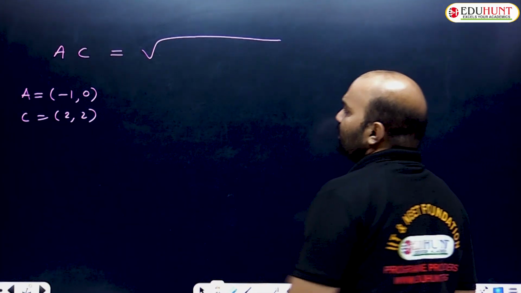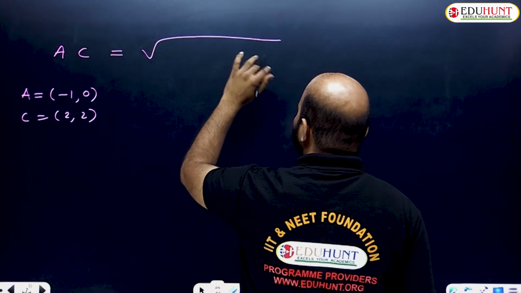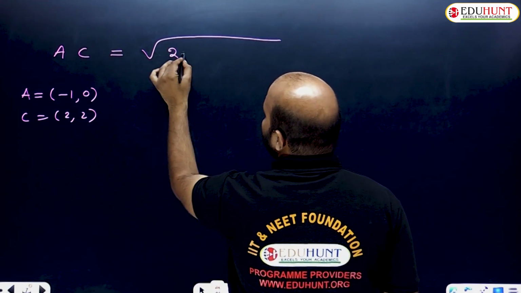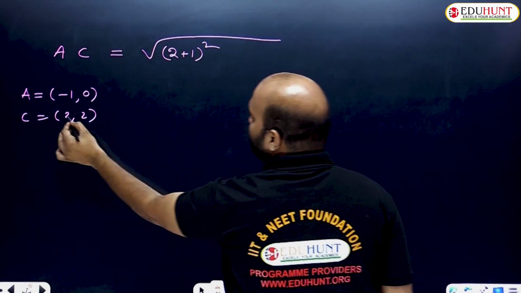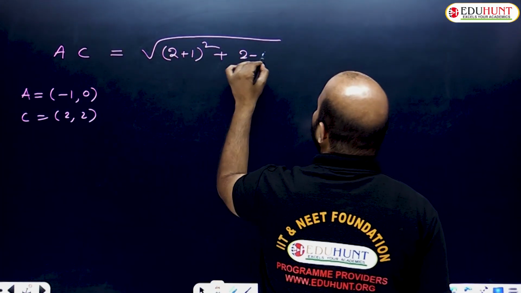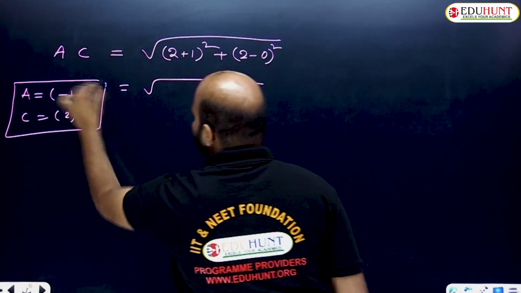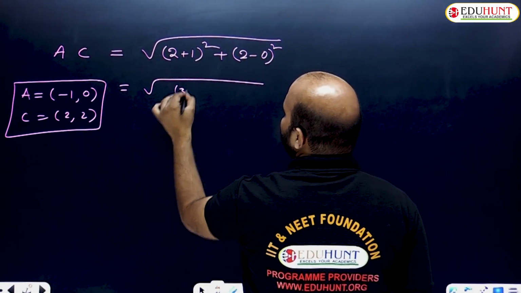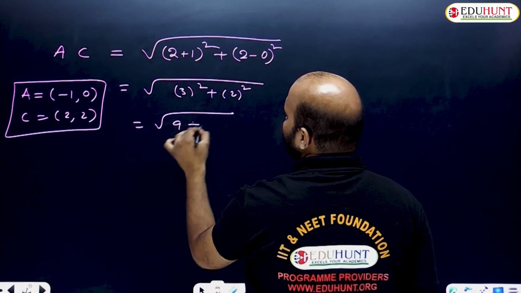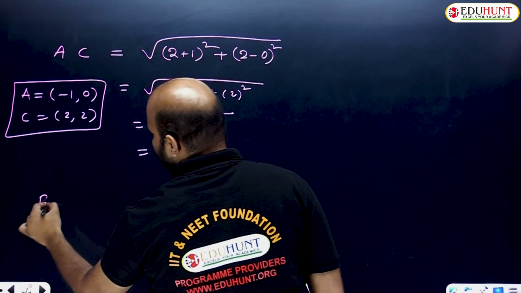So what is the distance between AC? That is a diagonal. Distance is the square root of (x2 minus x1) whole square plus (y2 minus y1) whole square. Here x2 is 2, x1 is -1, so 2 plus 1 is 3, squared, plus y2 2 minus y1 0, which is 2, squared. 3 squared is 9, 2 squared is 4. What is the total? Root 13. That is AC.